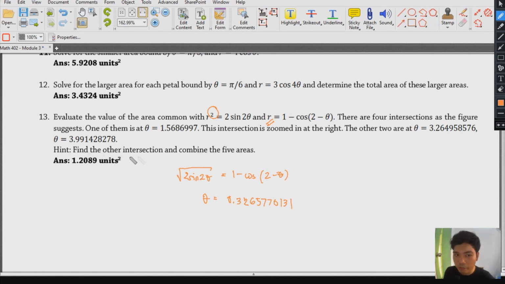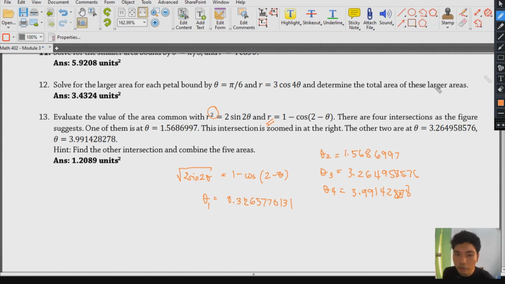So, for this one, find the other intersection. So, ito yung theta na isang other intersection. So, we name this theta 1. Gawin natin ganyan. And then, yung theta 2 natin, so, increasing na lang tayo. So, we have 1.5686997. Yung theta 3 natin, which is the third intersection, that's 3.264958576. And then, yung theta 4 natin is equal to 3.9914287 at 28278. Okay? So, yun na yung ating mga 4 intersections.